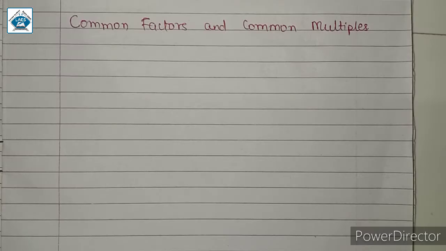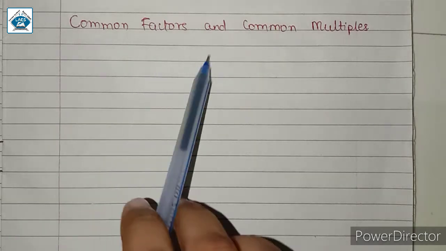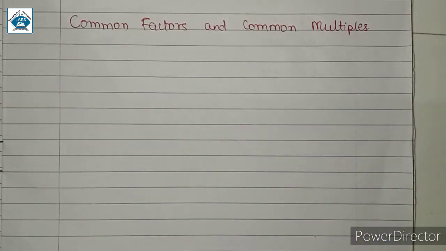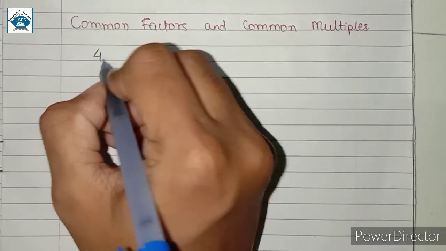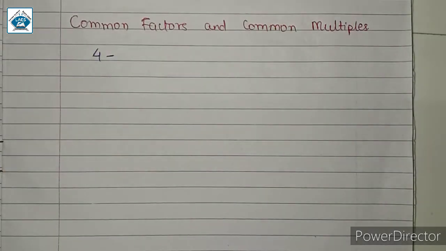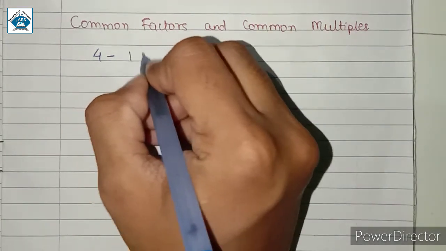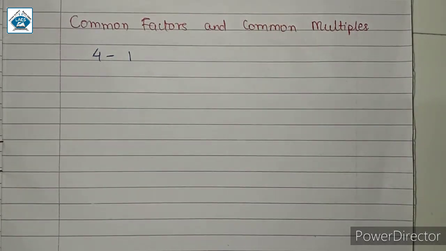The next topic we are going to discuss is common factors and common multiples. Now what is the meaning of factor? A factor of a number is an exact divisor of that number. Consider the number 4. What are the factors of 4? ऐसे numbers जो 4 को completely divide करेगा. So first of all 1 जो है वो सारे नंबर्स का फैक्टर होता है.